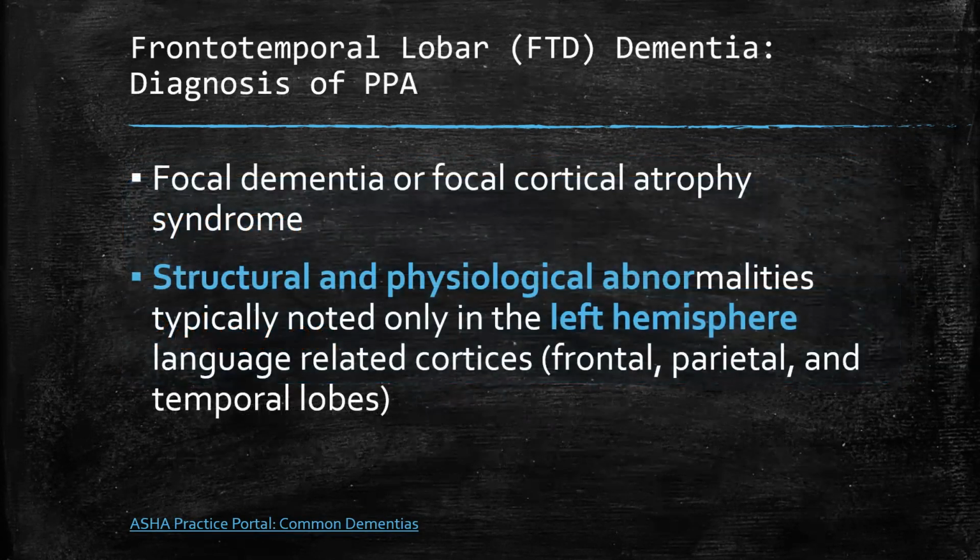So diagnosis of PPA, again, it's a focal dementia. You'll see that focal cortical atrophy. There will be structural and physiological abnormalities that are in the left hemisphere, which makes sense because those are the parts that are controlling language in most people.